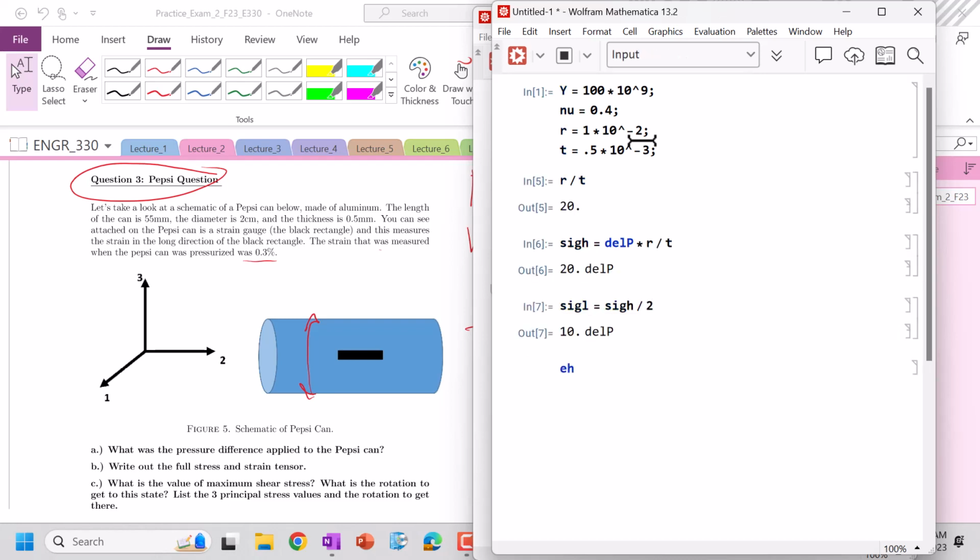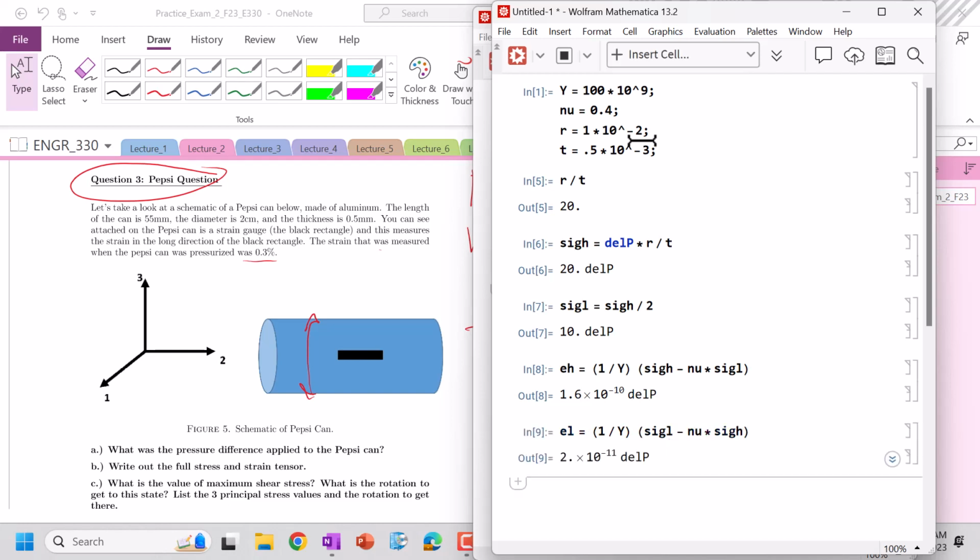My EH is equal to 1 divided by Y times sig H minus nu times sig L. My EL is equal to 1 divided by Y times sig L minus nu times sig H. And, all right, I kind of lost my mind there.